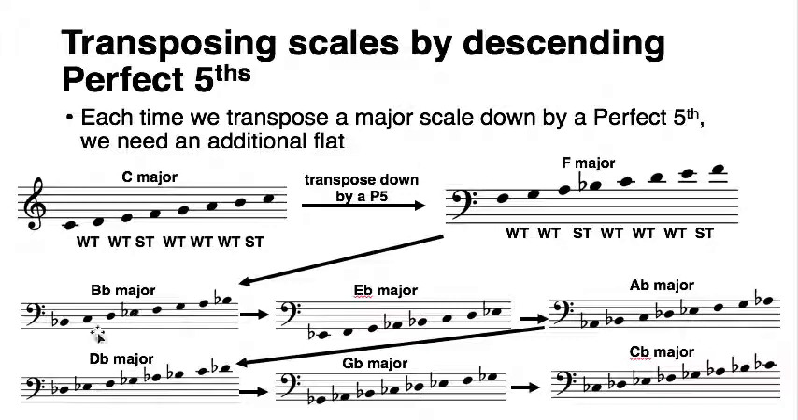So B flat major, then, has 2 flats. We transpose it down by a perfect fifth to E flat major. There are 3 flats. A flat major, 4 flats, so on and so forth, until we get to the point where, in C flat major, all of the notes receive a flat, all of the 7 scale degrees.